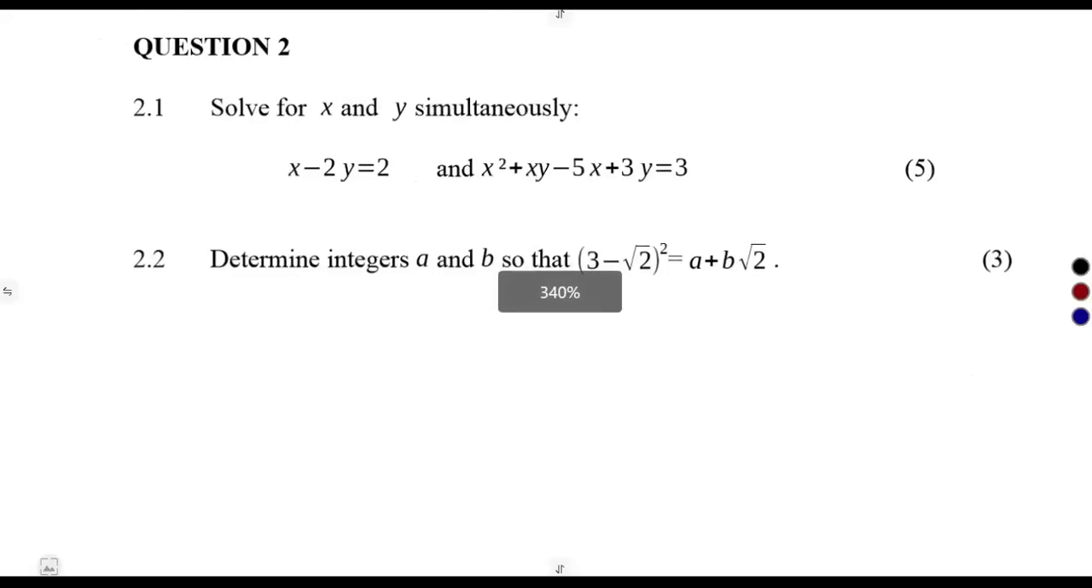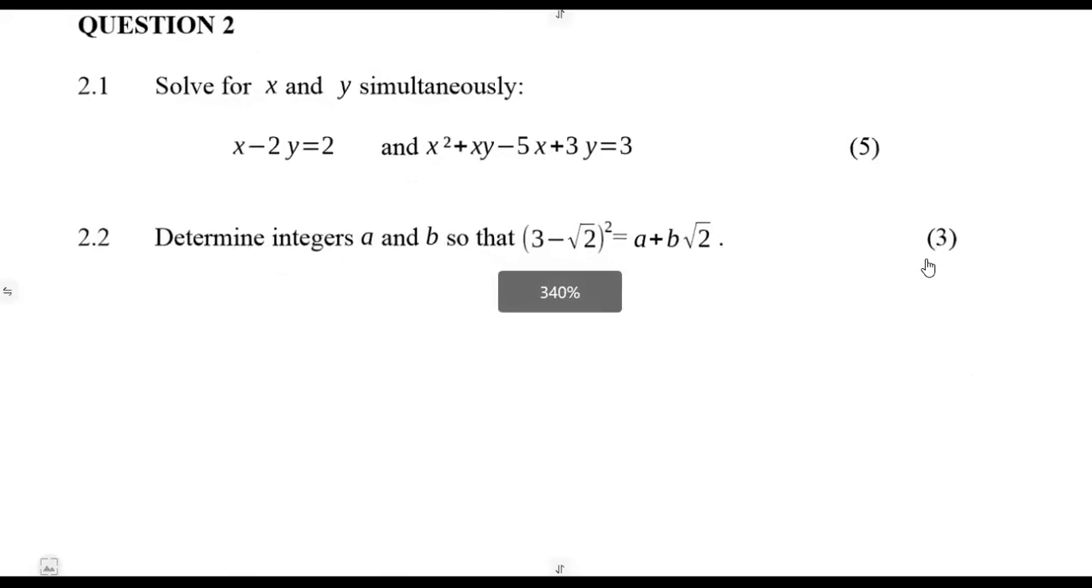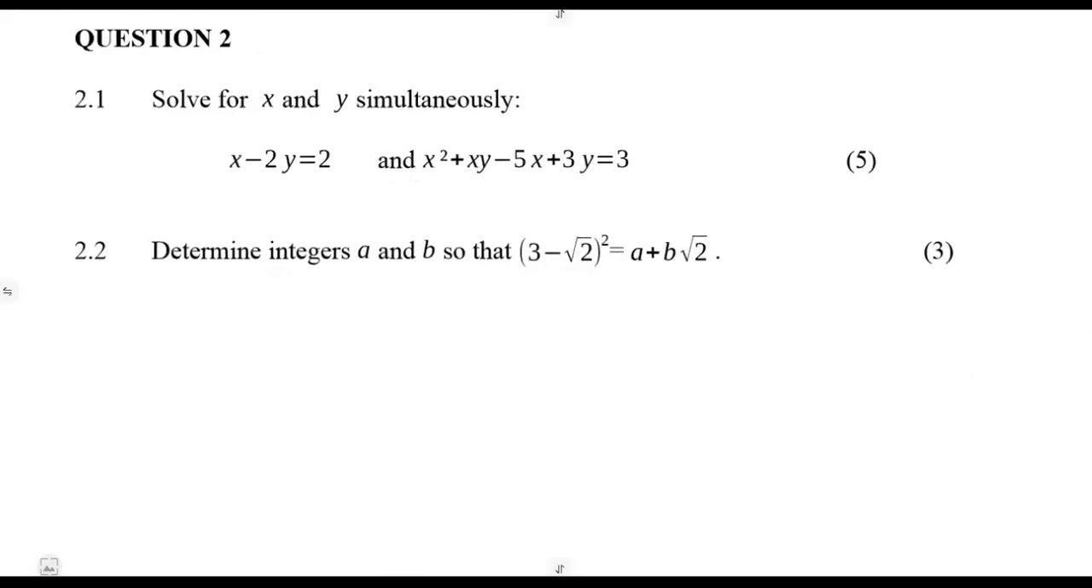Solve x and y simultaneously. We are supposed to solve for x and y. So we've got 2 equations, guys. This is our equation 1. This is our equation 2. As you can see, in equation 1, it can be easier for us to make x the subject. So let's make x the subject.